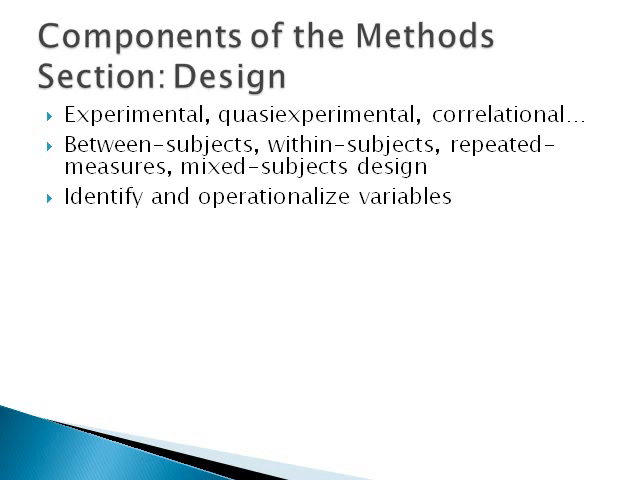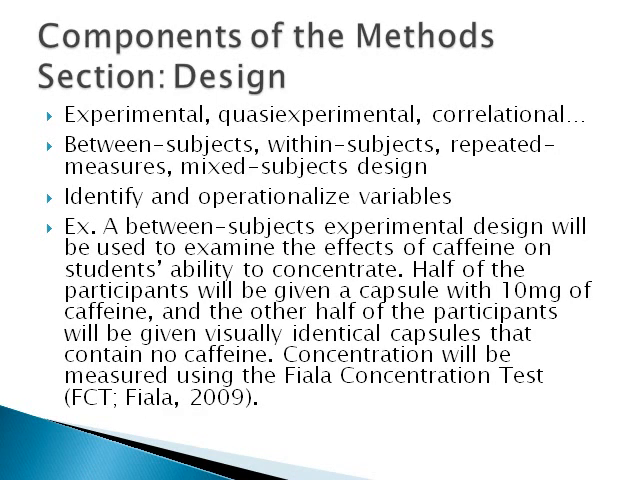And then you identify and operationalize your variables, your independent variable or variables, and the dependent variable or variables. We should just describe how you're going to operationalize them. Let me give you an example of how to do all this; the design section can usually be 2 to 3 sentences. So here's one: a between subjects experimental design. It's a between subjects design and it's an experimental design, so I can run all that together. A between subjects experimental design will be used to examine the effects of caffeine on students' ability to concentrate.